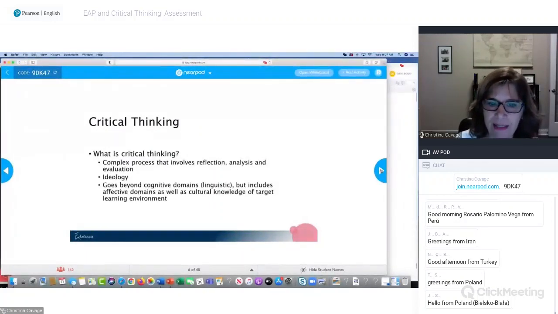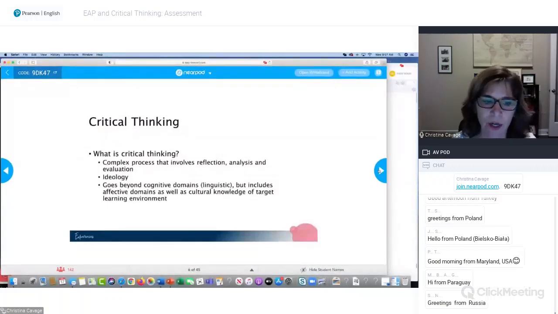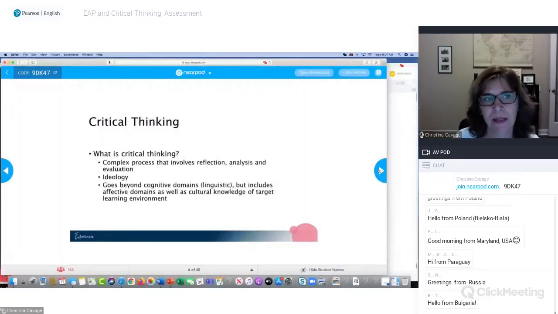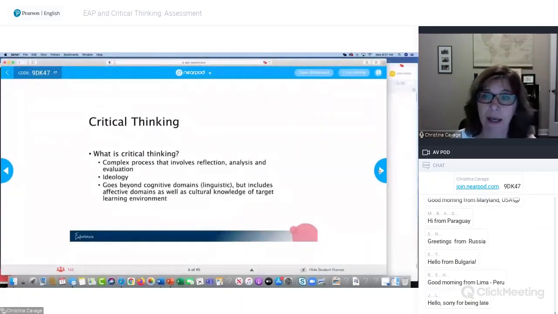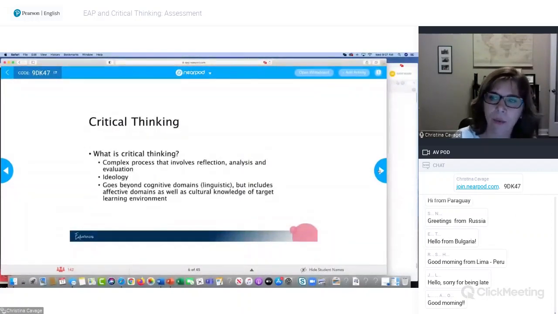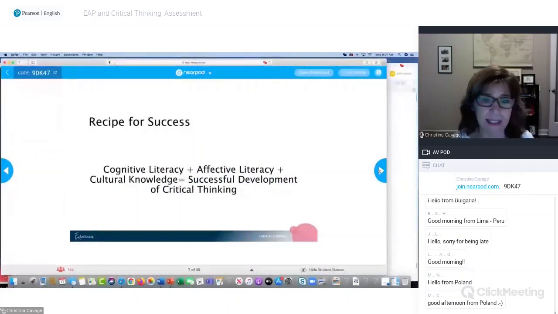And it goes beyond those cognitive domains. So not just linguistically, not just getting students to use the language, but it includes those affective domains as well. How are they interacting with others? How are they representing what their group believes or says? And then putting in that cultural knowledge of the target learning environment. What are the expectations of that environment? If your students are coming to the US or the UK or Canada to study, what are the expectations in those environments? And I also shared with you a recipe for success.